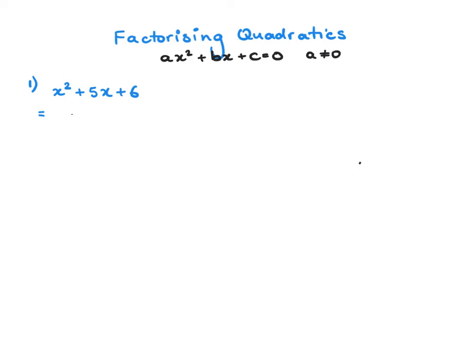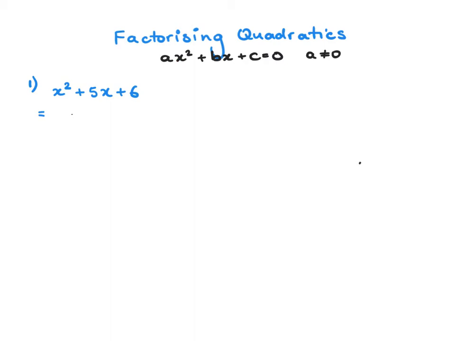Hi everyone, this video is going to be about factorizing quadratics in the form of ax to the power of 2 plus bx plus c is equal to 0. A, which is the coefficient of x to the power of 2, can't be equal to 0. If it's equal to 0, then this part here will be equal to 0, which means it wouldn't exist, and then we won't have a quadratic equation.